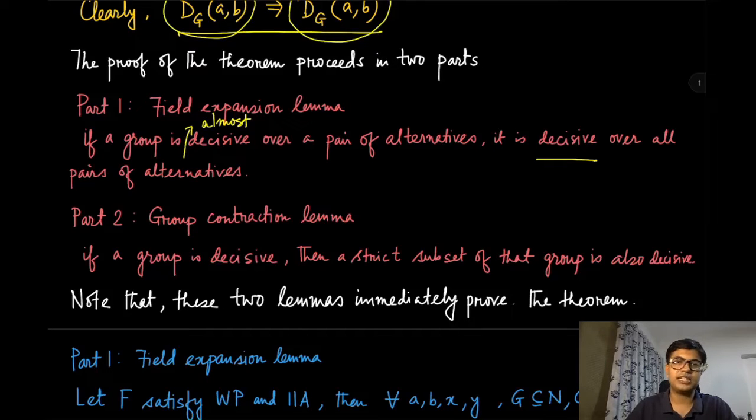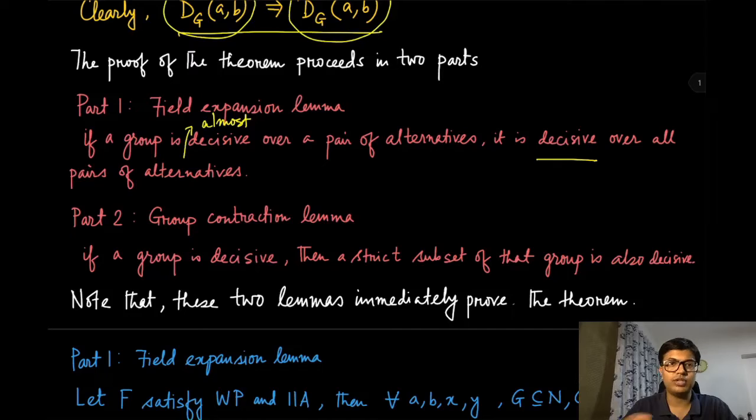As the name suggests, if you have a group which is decisive, then this group contraction lemma says that you can look at a strict subset of that group which is also decisive. And now you can already begin to see why these two parts essentially prove the theorem. Because if you look at the whole set, if G is actually equal to N, then by weak Pareto we already know that it is going to be decisive, because if everyone is preferring A over B, then in the final outcome A will also be above B.